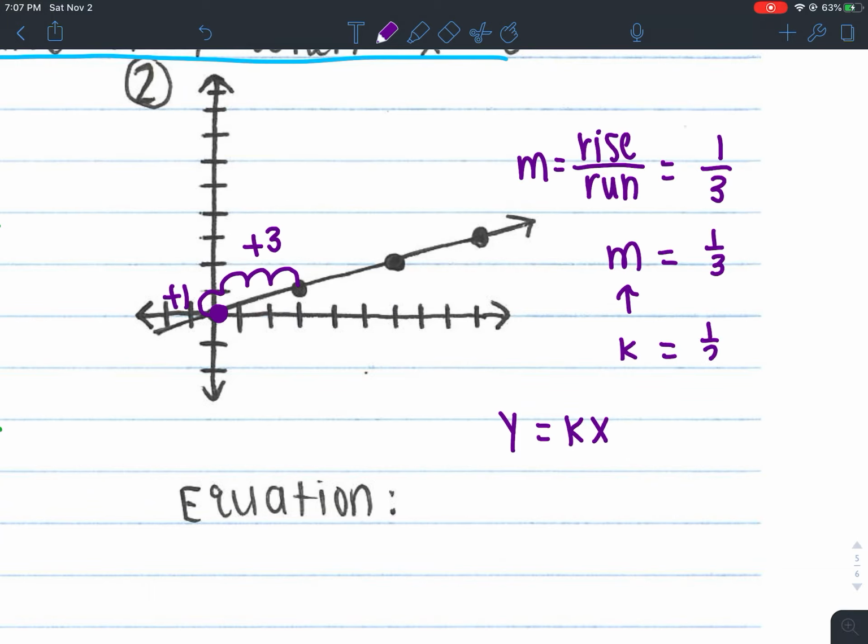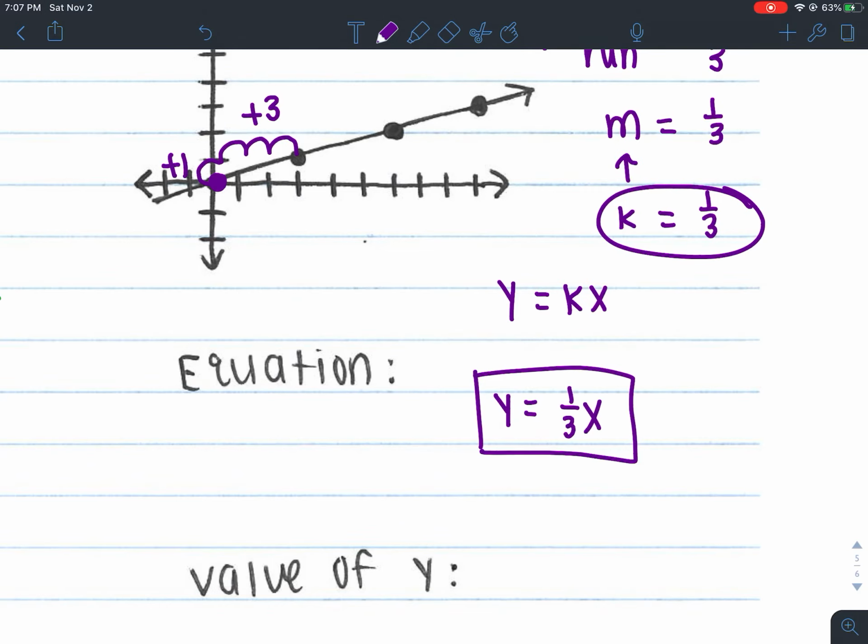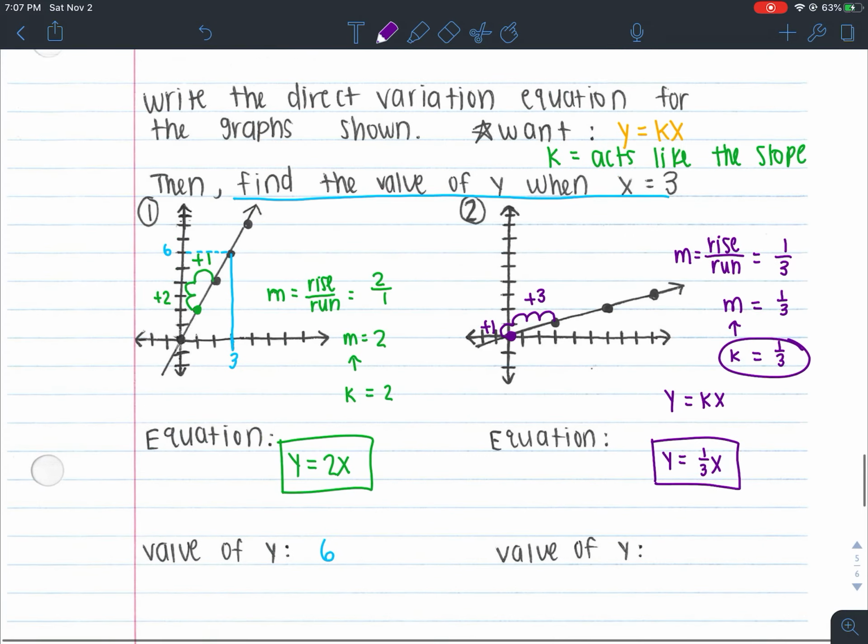But remember, that acts like our k. So k equals 1/3. Remember, our constant of variation acts like a slope. Okay? So that means that my equation would actually be y equals 1/3 x. We want to plug in that k value that we just found.